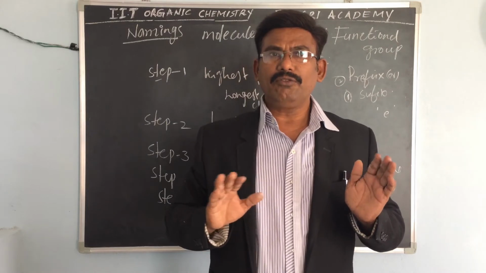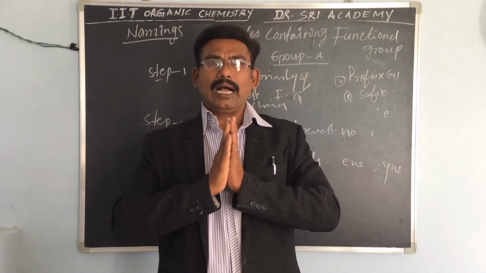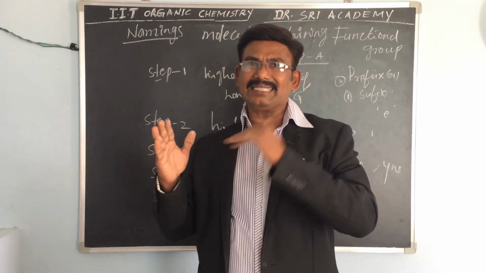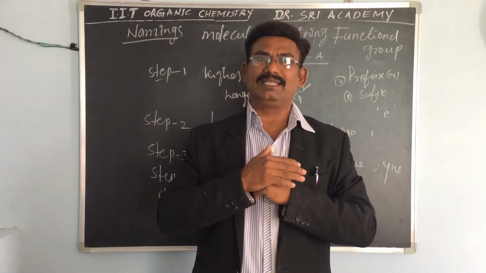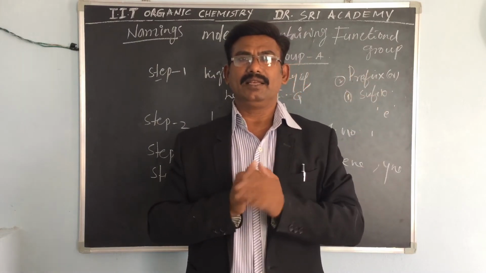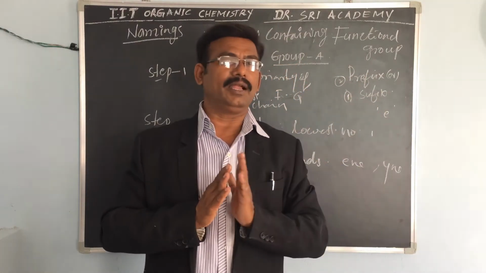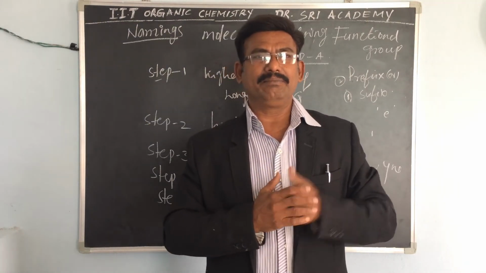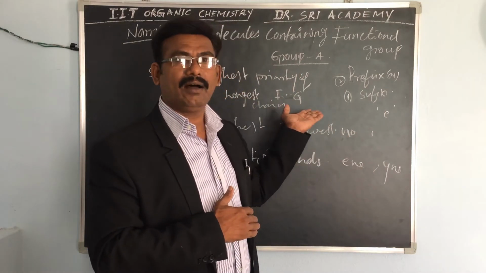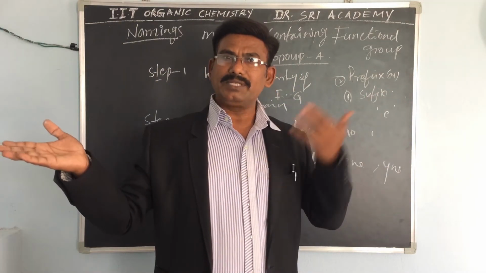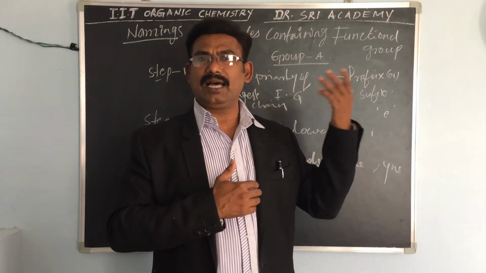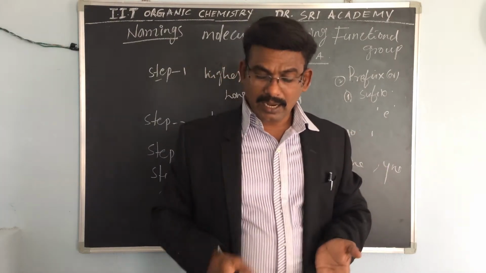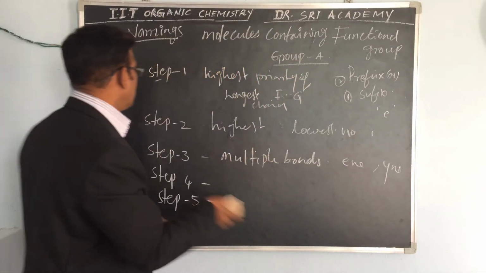In step 4, if group A functional groups are there, you have to replace the last letter E with the suffix of the highest priority, including that number. In the last step, we have to give everything in alphabetical order. That means group C are there, A are there. A means functional groups and C means substituents, halogens or methyl group, isopropyl, like that. All of them you have to give in alphabetical order. That is important.